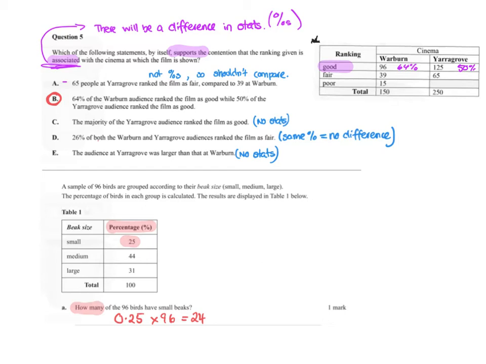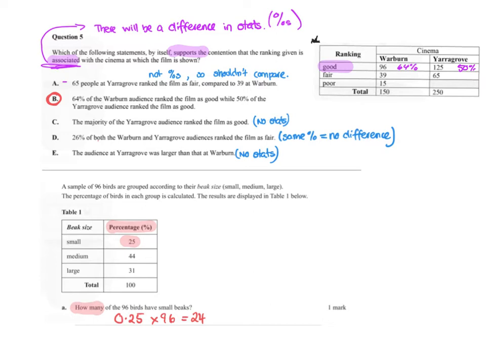That would suggest it doesn't matter what cinema you see it in. So that's not going to help. And the last one, the audience at Yarra Grove was larger. That's not the stat. That's not what we're comparing. We're saying it's their idea of the film, their category of the film.